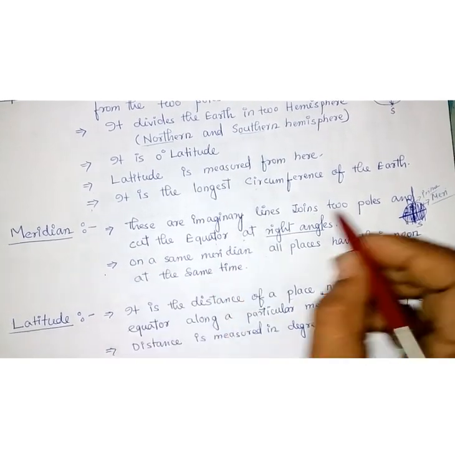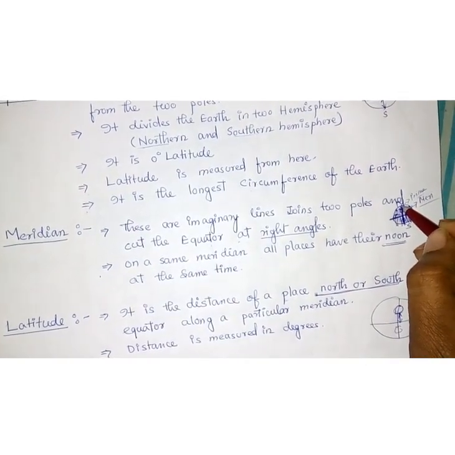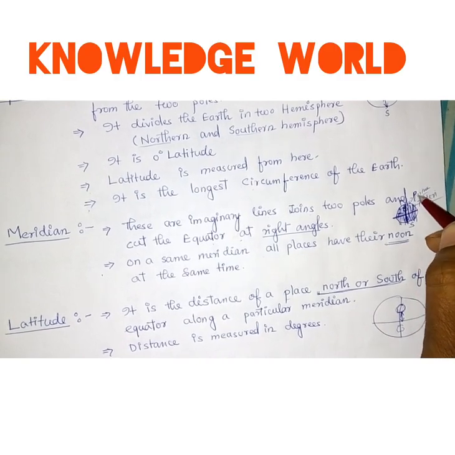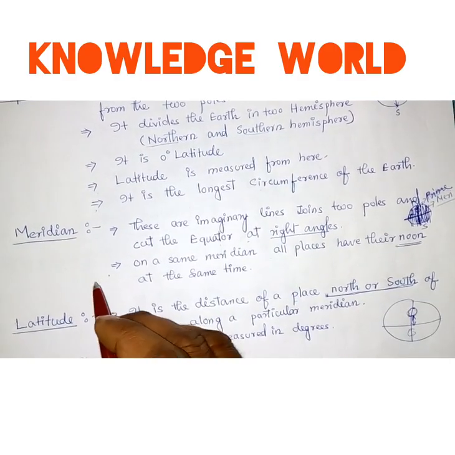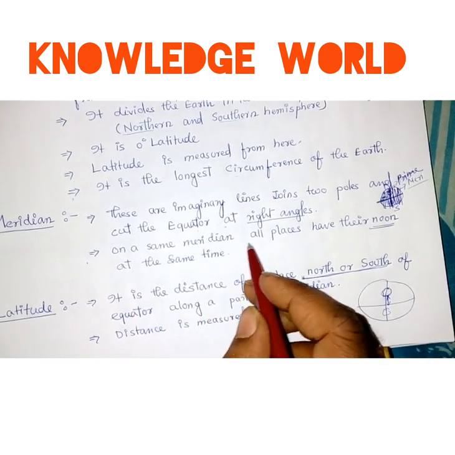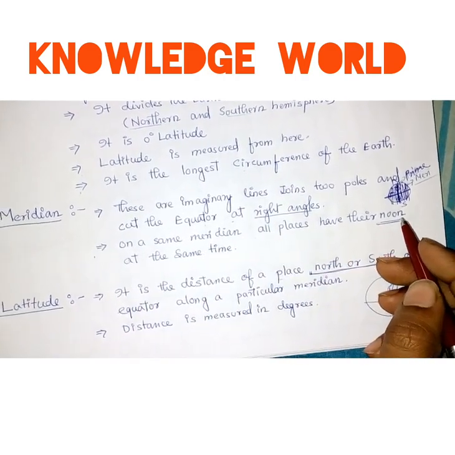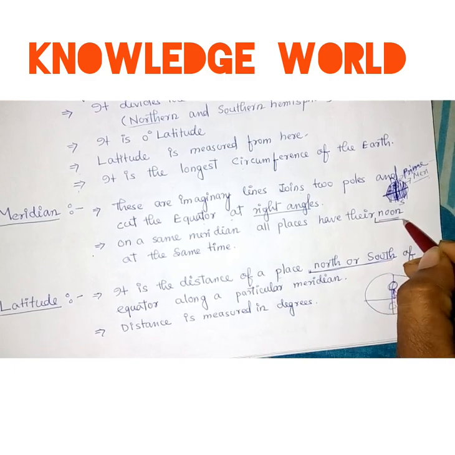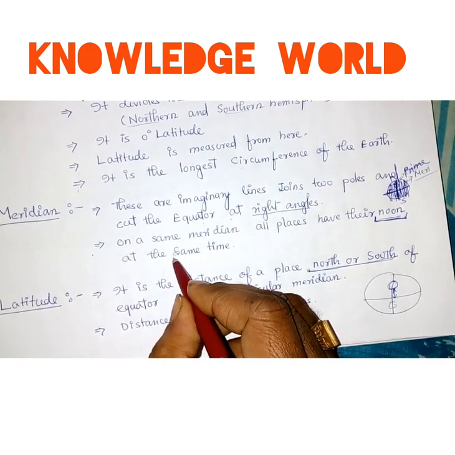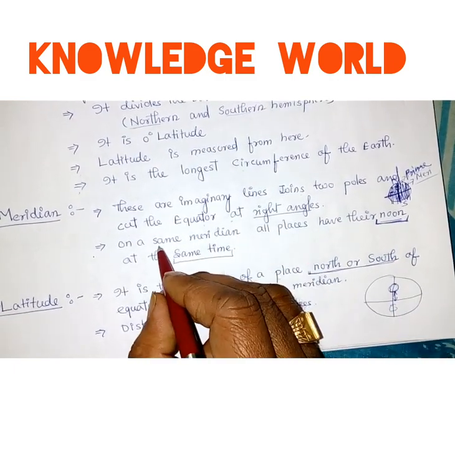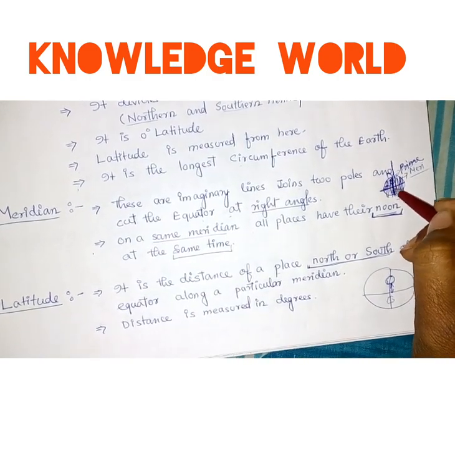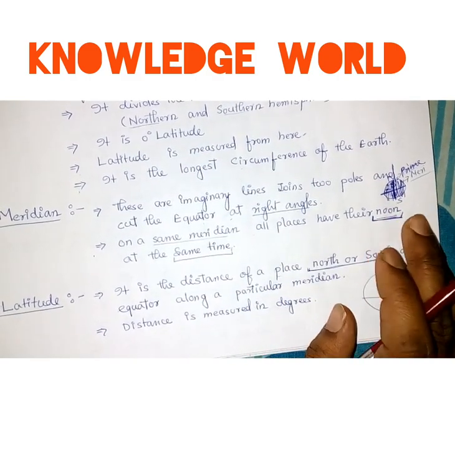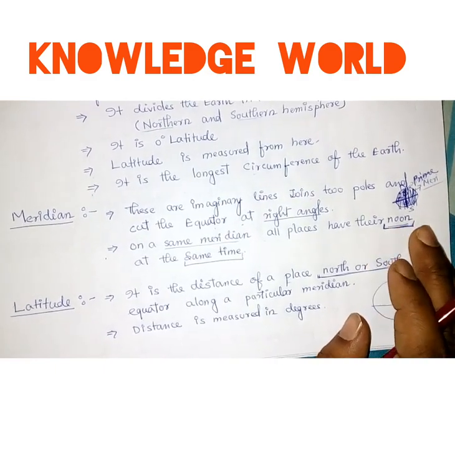The one in the middle is known as the prime meridian. On the same meridian, all places have their noon at the same time. If we are talking about one meridian, all places on that particular meridian will have the same time.